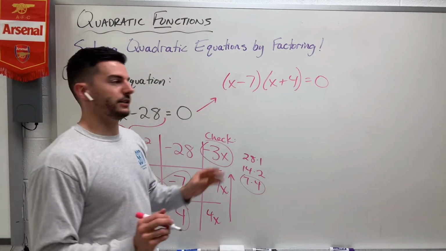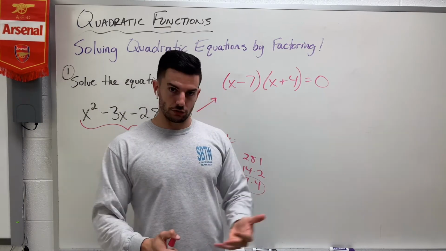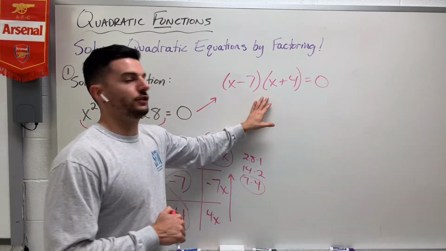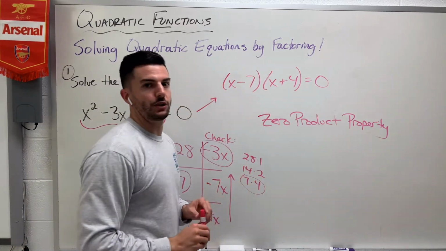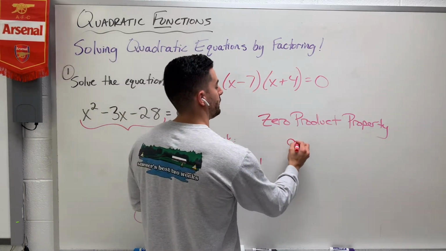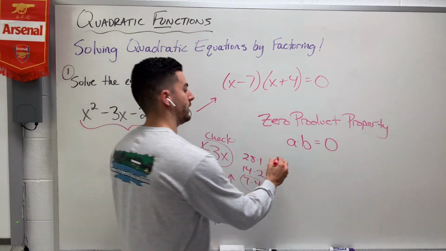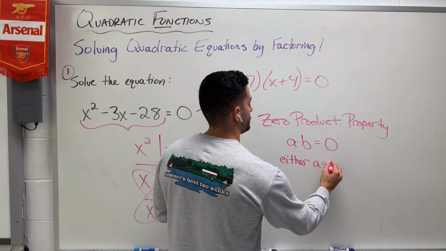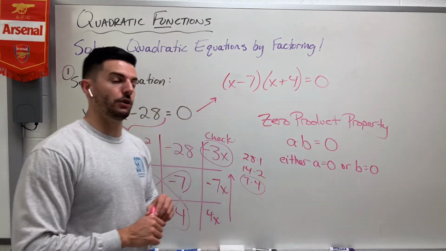Now, let me take a little break from solving this and explain a property, or a rule, that's going to allow us to solve this the way that we do. That's called the zero product property. The zero product property says if you multiply two things together and they equal 0, that means that either A equals 0 or B equals 0. Or both; they both could equal 0.